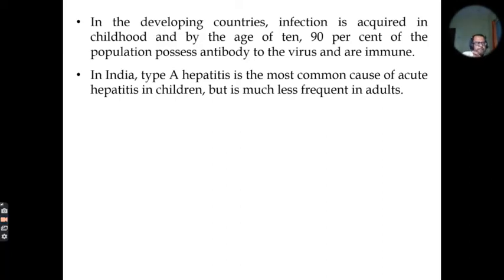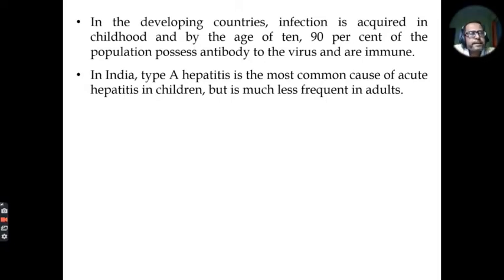Now, in developing countries such as India, infection is acquired in the childhood, like that of polio. And by the age of 10, 90% of the population possesses antibodies against the hepatitis A virus. Against the hepatitis A virus, 90% of the population in the developing countries get the antibodies against this virus and they become immune.